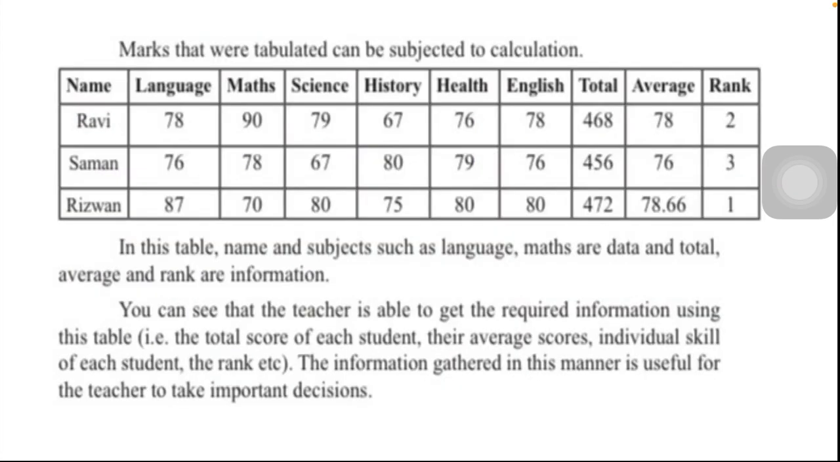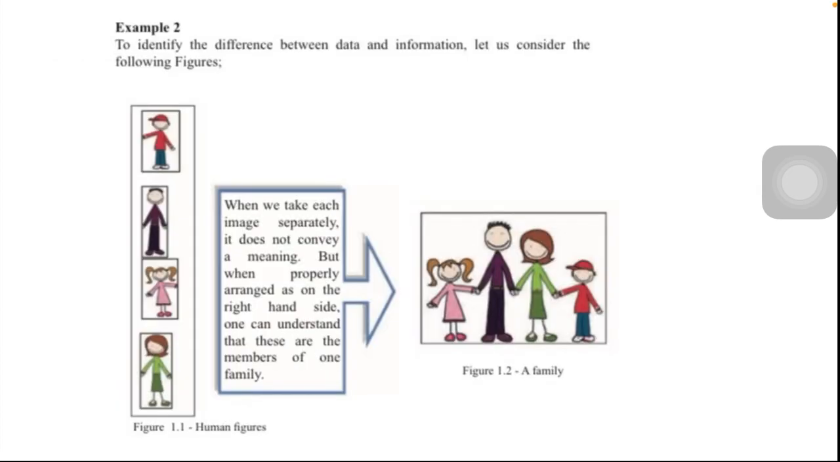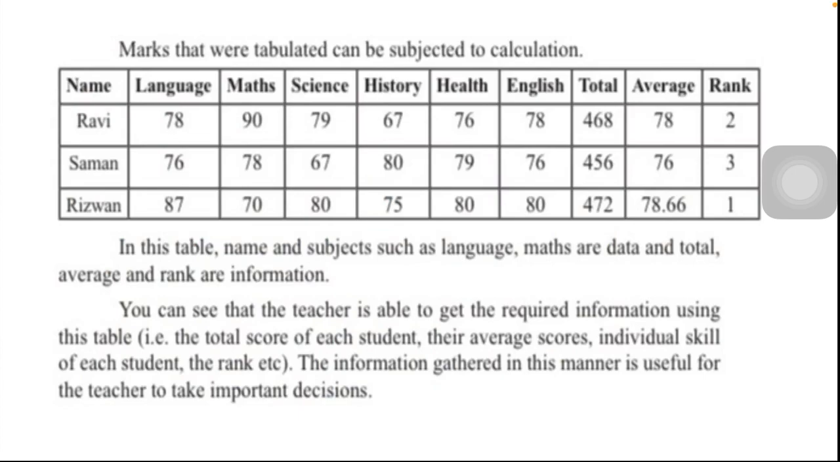In this table, you can see total and average have been calculated so that we can make a decision like who is the top of the class, what is the average of each student. So now it is clear, when we organize and process data, we get information which can make decisions.